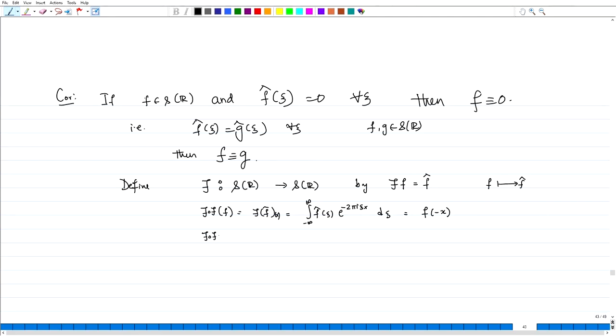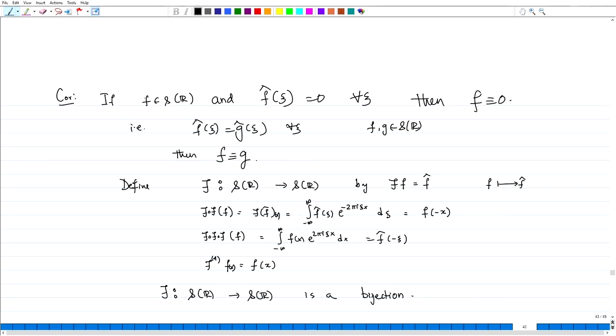And now if you take it 3 times, then again you are going to get the Fourier transform of this. This is nothing but the integral from minus infinity to infinity of f of minus x with the Fourier kernel, which is equal to f hat of minus xi. Now, if you take it 4 times, then this is going to give you f of x, because changing the variable will give you the right exponent. So, this essentially says that F is also onto. Therefore, the Fourier transform from Schwartz space to Schwartz space is a bijection.